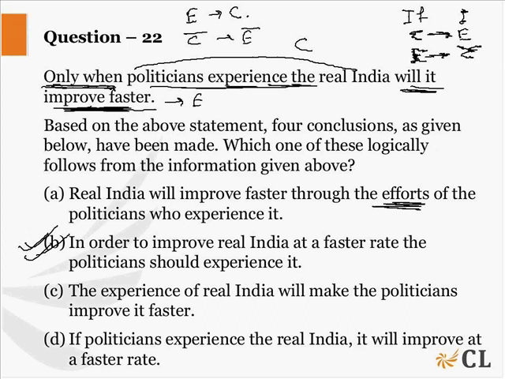And when we have only if condition, then effect will happen leads to cause will happen, and the negation of that. So what is the cause here? Only when politicians experience a real NDR, this is the cause. Will it improve faster? This is the effect. So first this should happen, and that gives you a result that politicians should experience it. Clear? This is very much clear in the B option. A talks about real India will improve faster through the efforts of the politicians. Efforts are not mentioned. Clear now?